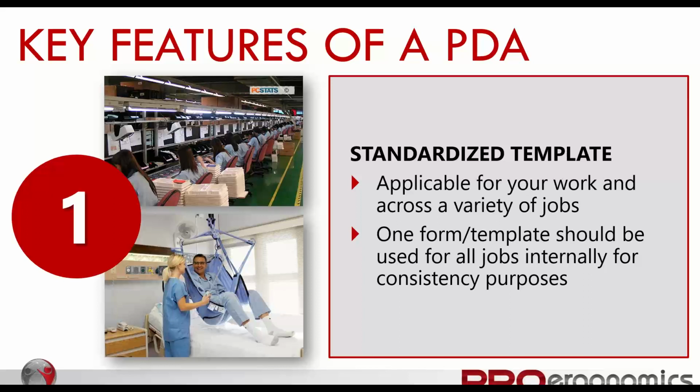So for example, that 2-page PDA might work really well for an assembly line worker, somebody who is doing a shorter repetitive cycle. You might be able to get all of the detail that you need in 2 pages.